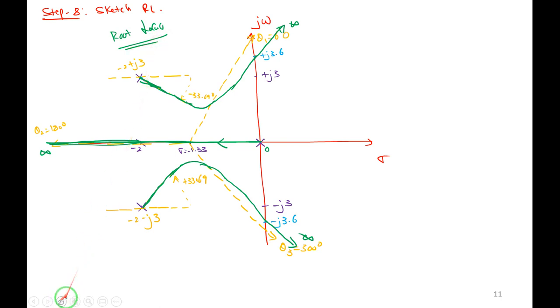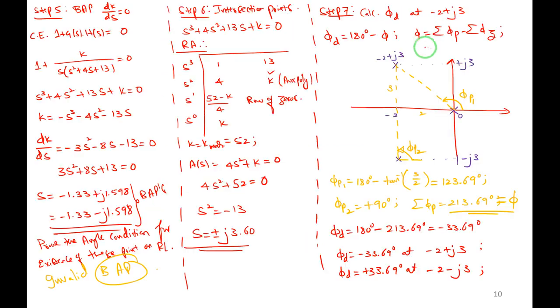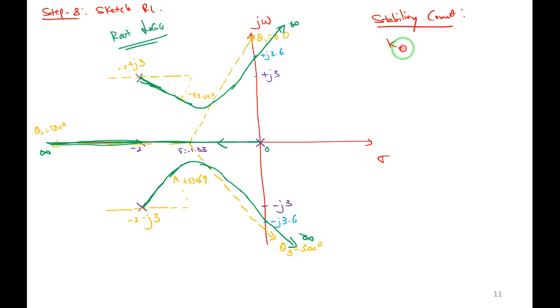Next, comment on stability, right? So we will write the stability comments. What is the marginal value of k here? The marginal value of k is 52. So k marginal is equal to 52.